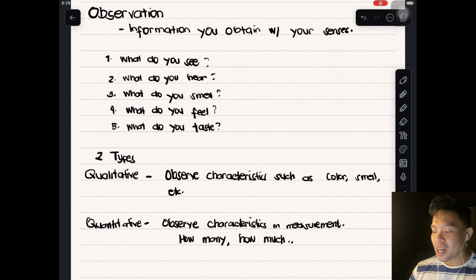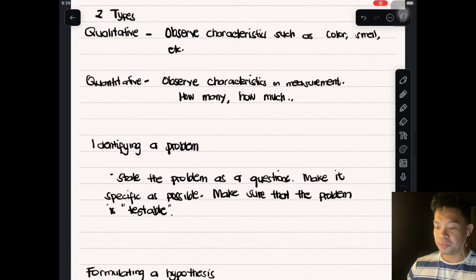These are the observed characteristics such as the color or smell. For example, if you see a gumamela and its color is red, or if you smell something bad, that is a qualitative observation. While a quantitative observation is any observed characteristic in measurement, such as how many or how much, like how many trains go in a particular street, or what time. It can be a quantitative observation.